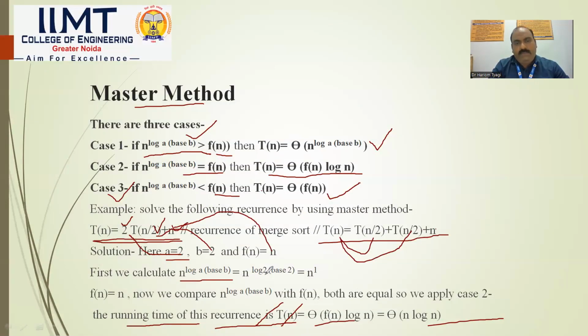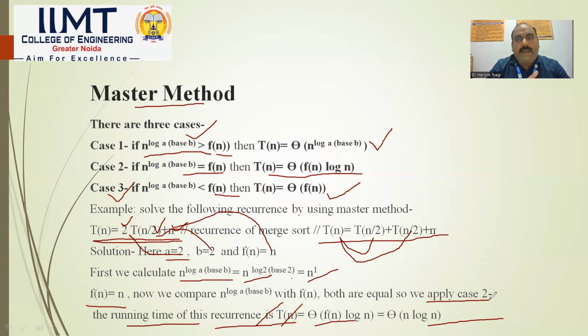What is the value of a? Put 2. What is the value of b? Put 2. Log 2 on base 2 is 1, so n to the power log a on base b is n. And the given value of f(n) is n. Both are equal, so we apply case two. The running time of this recurrence is T(n) = theta of f(n) log n. What is f(n)? f(n) is n. Then the solution of this recurrence is theta of n log n.